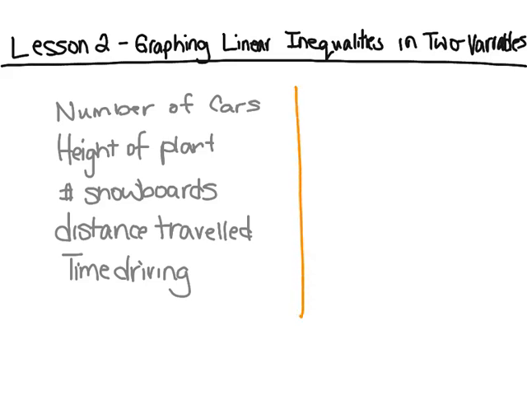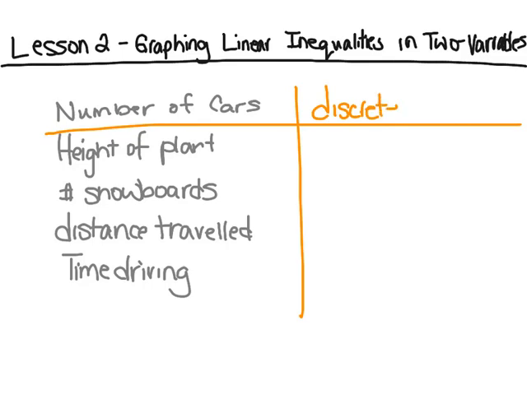So number of cars, let's do this first one. Because you can't have half a car, it would be discrete. And it would belong to the element of the whole numbers. But it would have to be greater than or equal to 0, because you can't make negative cars.